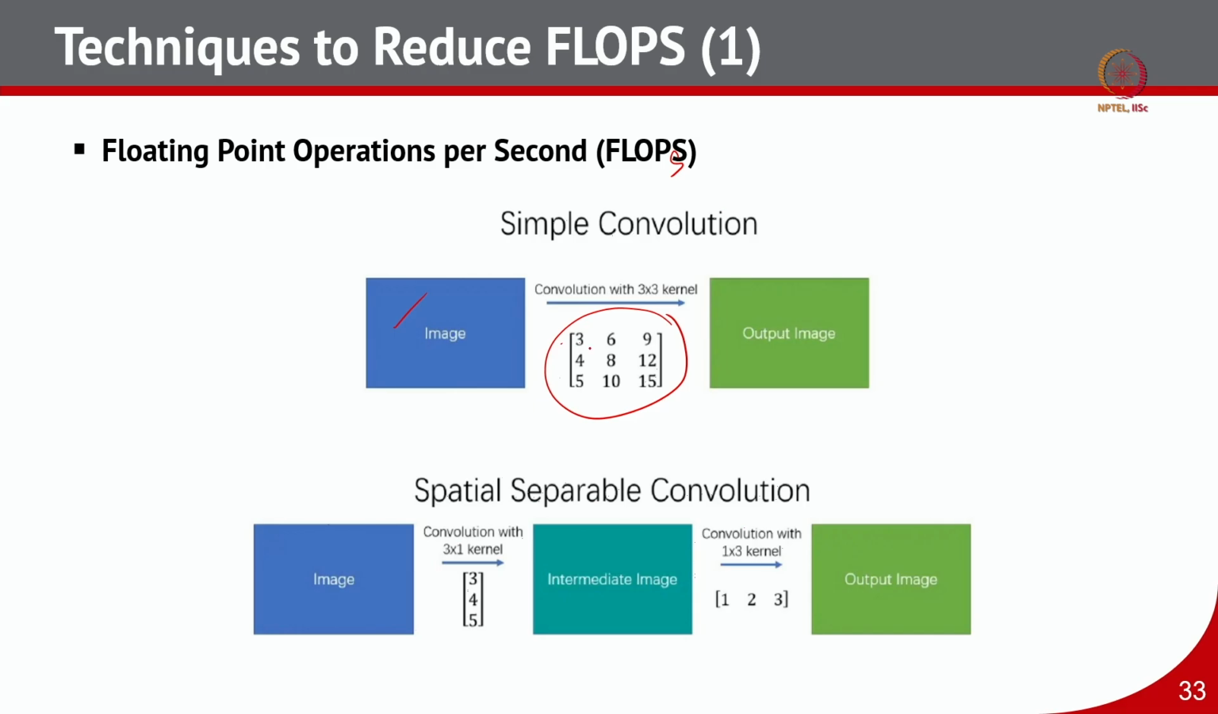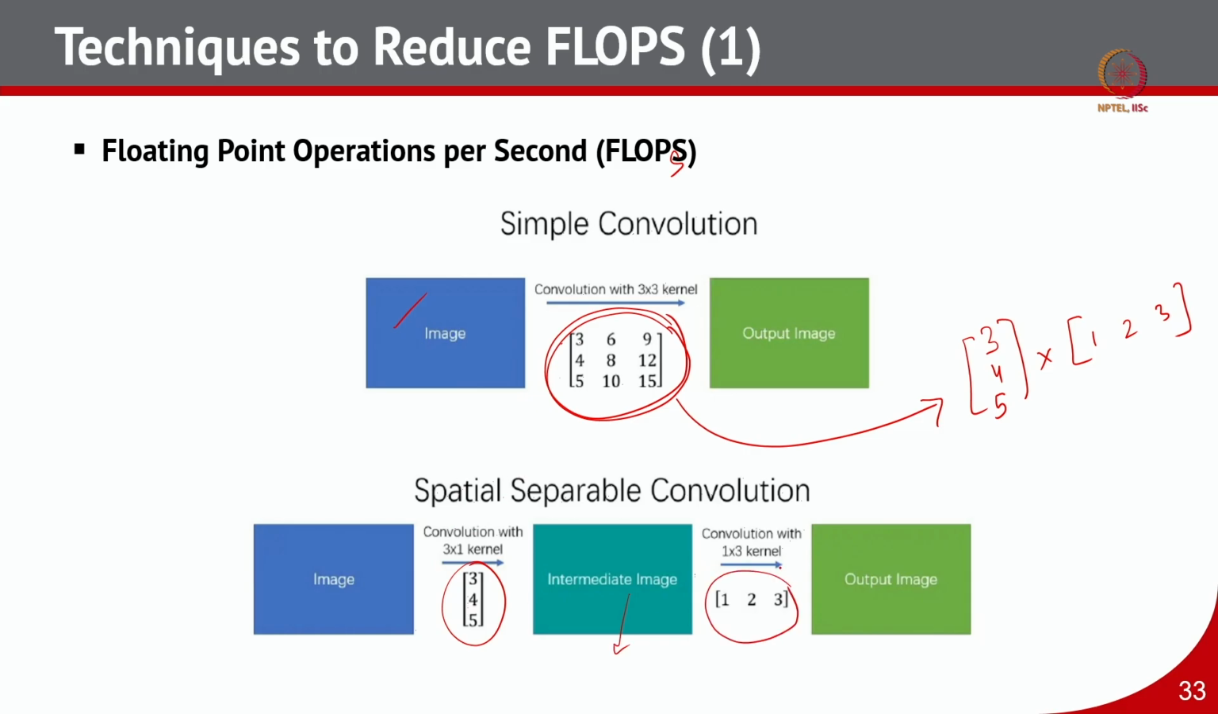If you look closely, this particular matrix can be written as the product of one column vector and one row vector. So you can decompose this matrix as a product of a column vector and a row vector. If we perform one convolution with just the column vector, we obtain an intermediate image, and then we perform the convolution with the row vector and get the output image. The output will be exactly the same.